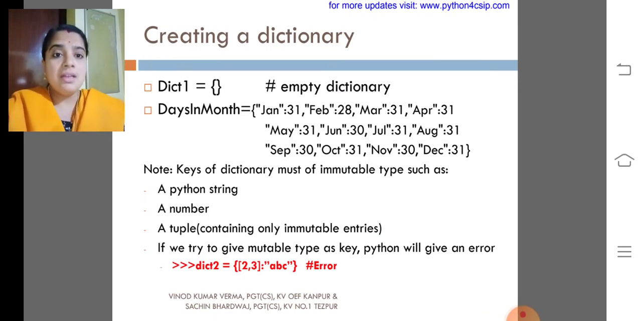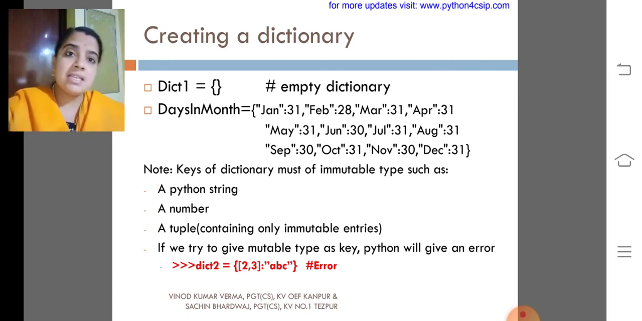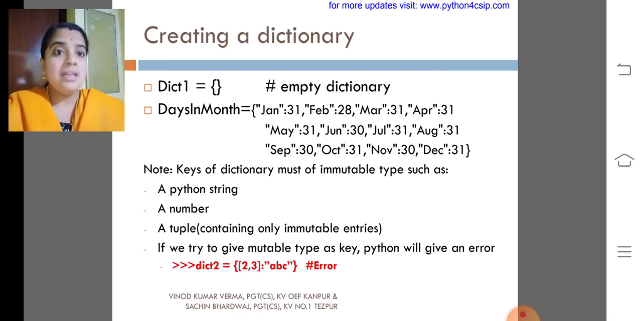The first one: creating an empty dictionary and filling it with key value pairs. Look at the example which I have given. dict1 is equal to an empty dictionary, and days_in_month. My dear children, I have created a dictionary with the months as the keys and the dates as the values. So what are the keys I used here? Jan, Feb, March, April, like that. And the values like 31, 28, 31, etc.